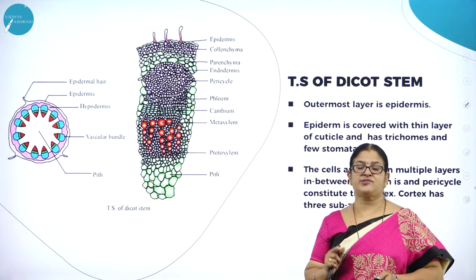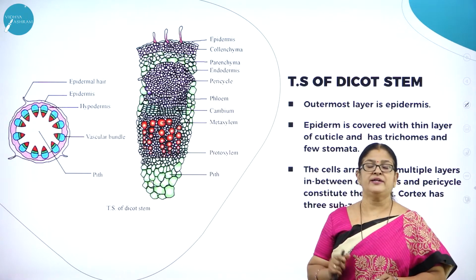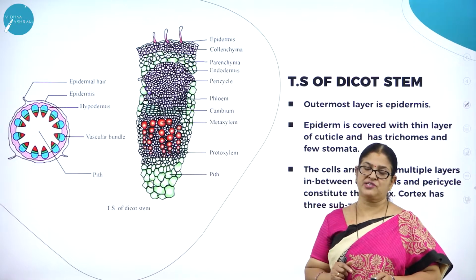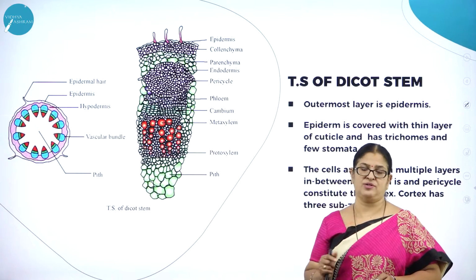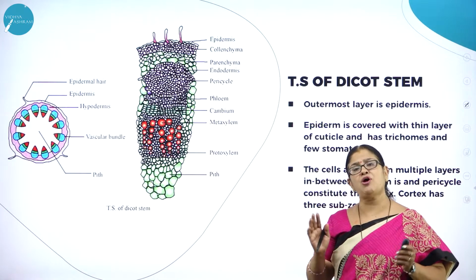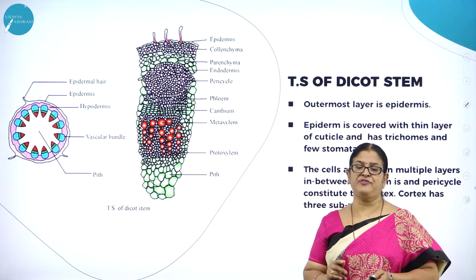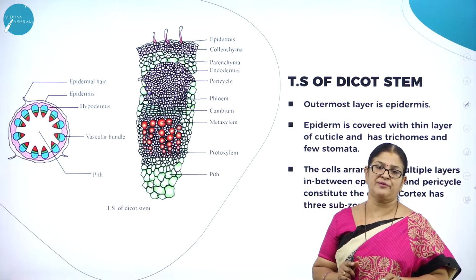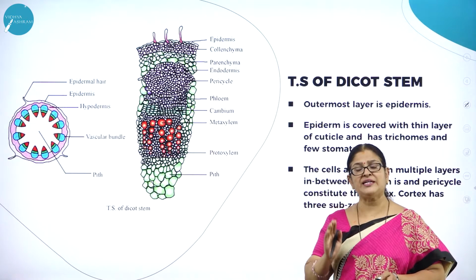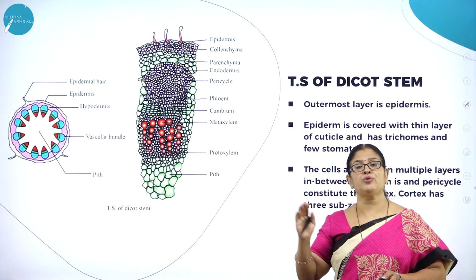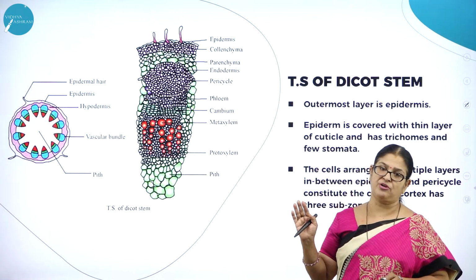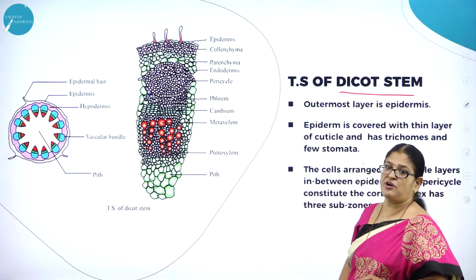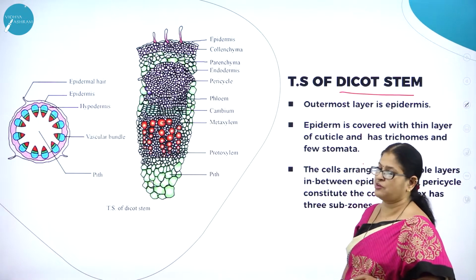That is, TS, transverse section of a dicot stem, taking sunflower as an example, and TS of a monocot stem, taking Zea mays or grass as an example. There is a lot of difference between the anatomical features of root and stem. Now let us understand in this session how root anatomy differs from stem anatomy. Moving on to the TS of a dicot stem.